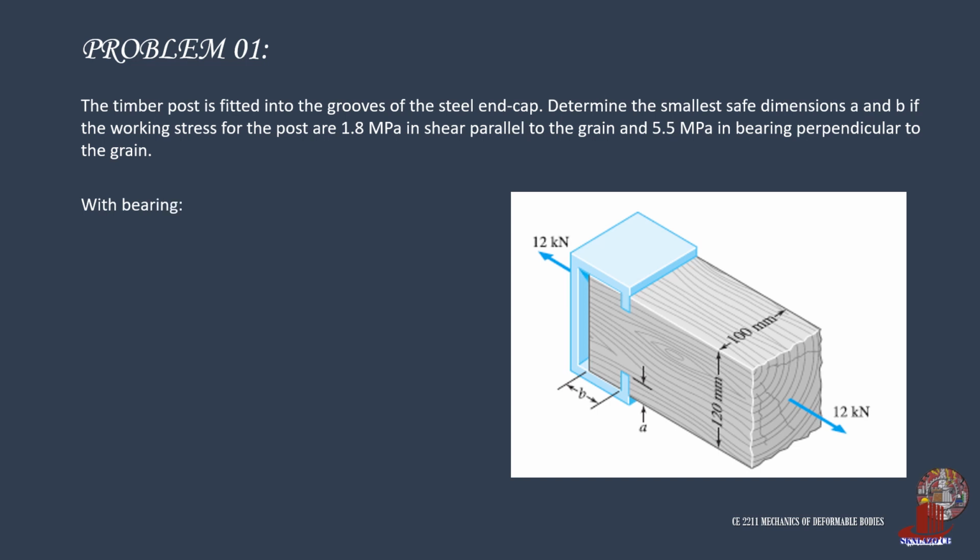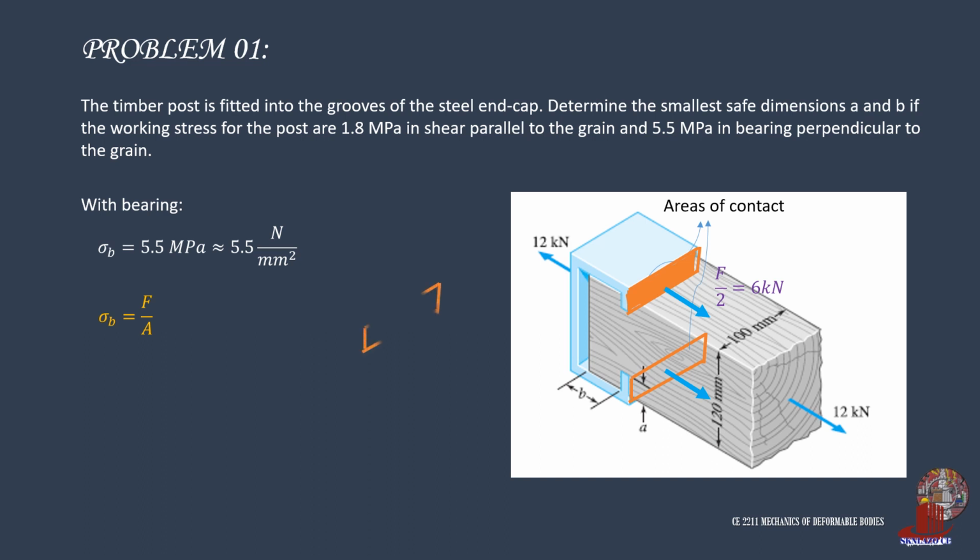Now, using the bearing capacity of 5.5 megapascal, we expect to find dimension A. The bearing stress of a material has a similar equation of force over area. The area considered this time is the contact area. Again, since there are two contact areas of the timber and steel cap, we also have to distribute the force. So each groove is affected by F over 2, that is 12 over 2, which is 6 kilonewtons.